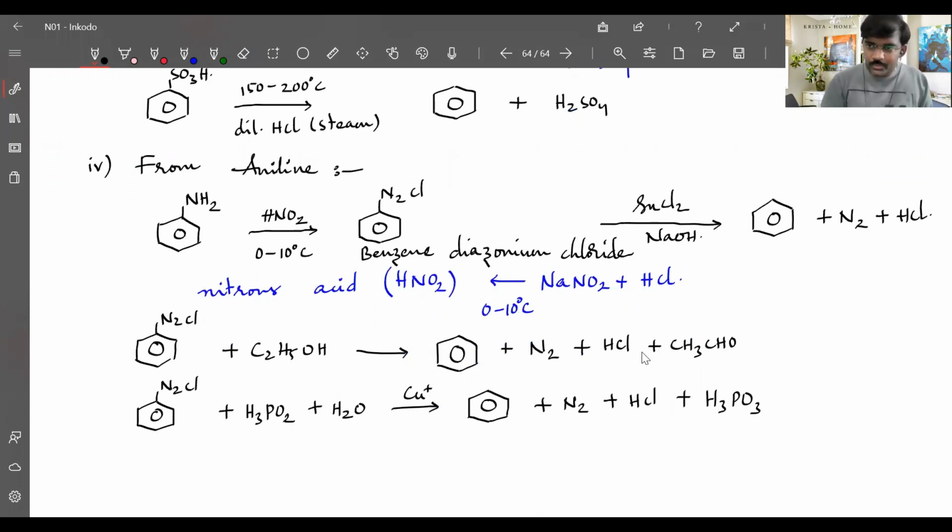So first, from aniline you have to get diazonium chloride, and after getting the diazonium chloride, any of those three methods you can apply to convert it into benzene. That is another benzene derivative we are using. So with all these benzene derivatives, easily you can prepare benzene.